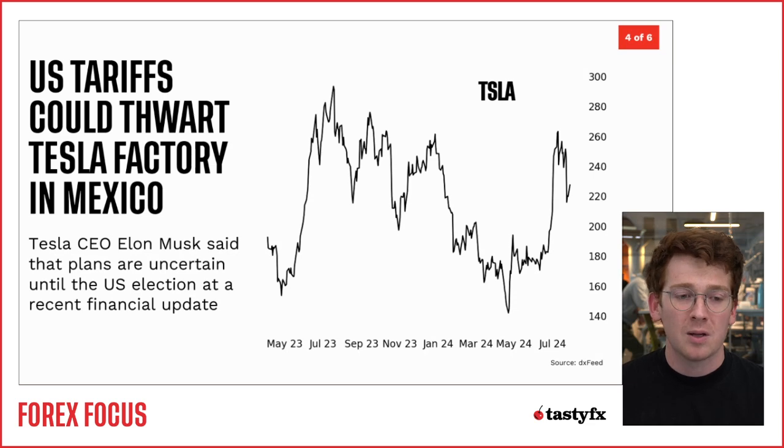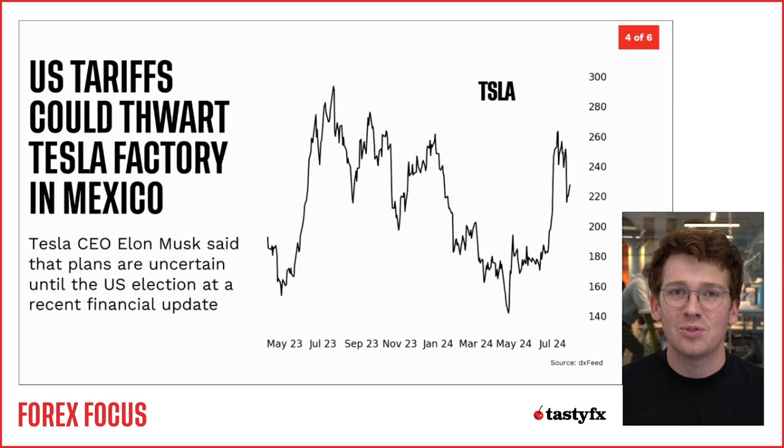Donald Trump, who now is the favorite to win the U.S. election, has definitely been outspoken about how he would like to increase tariffs for countries like Mexico, and for U.S. companies doing business in countries like Mexico. Tesla, for example, is in the news a lot about their factory that they are trying to set up in Mexico.